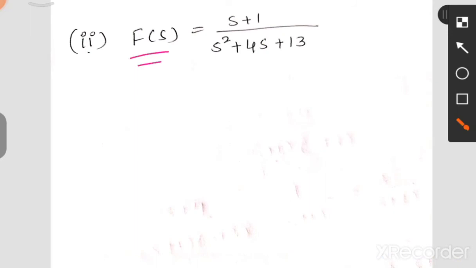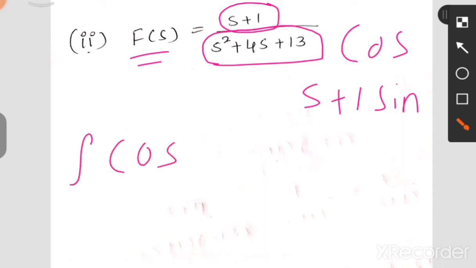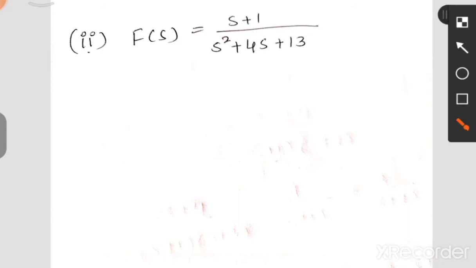So we will deal with another example, which is F of s equal to (s plus 1) divided by (s square plus 4s plus 13). To deal with this, don't go for s square plus 4s plus 13 directly. Remember the numerator, that is s plus 1. Whenever you have such cases like s plus 1, s plus 2 or whatever, you make use of cos and sine functions, their Laplace transformations. If we use those, it will be easy for us.